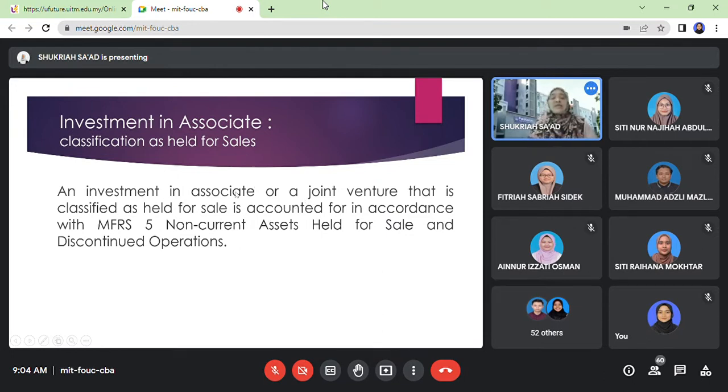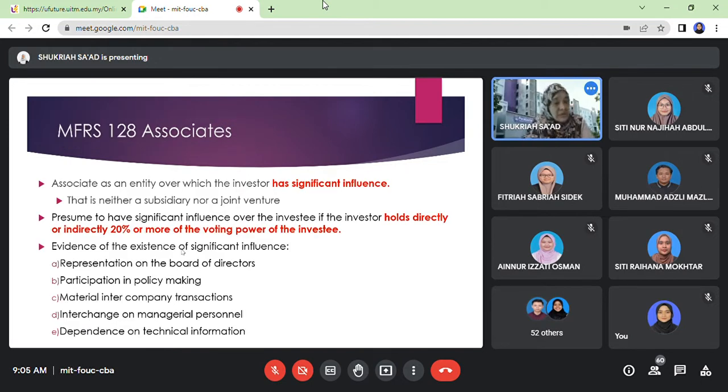Because the particular item should be taken care of by MFRS 5, not under MFRS 128. MFRS 128 covers the accounting treatment with regards to joint venture and also associate. So this is talking about investment in associate which is not held for sale, which will be covered under MFRS 128.